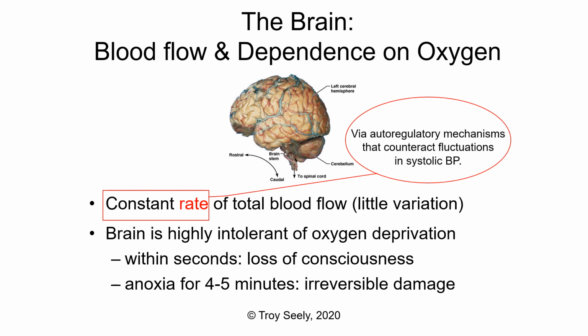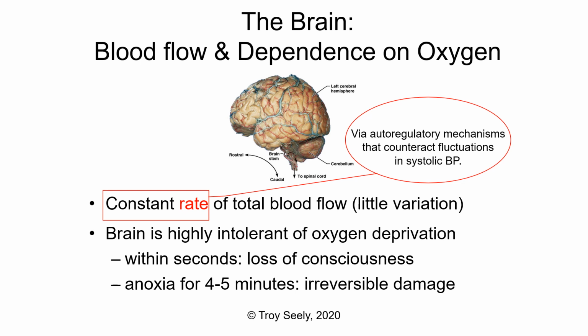If we're looking at that constant rate, we're looking at a reliance on autoregulatory mechanisms that counteract fluctuations in systolic blood pressure. In translation, the body knows that blood flow is very important, and it will do what it can in certain situations to try to deal with certain fluctuations in blood pressure that may adversely affect the delivery of blood flow and thereby oxygen.